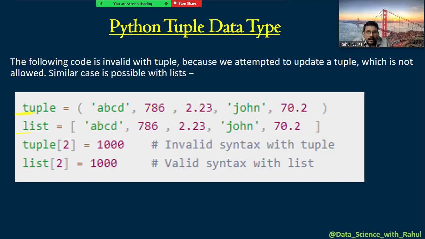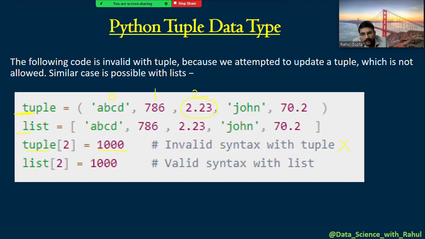Let's say I would like to change this. This is a 0, this is a 1, this is a 2 in both. I would like to change this 2.23 value to some other value. If I put a tuple, correct, and if I change the second one to 1000, I will get an invalid syntax. It is immutable. You can't change it. It's read only, na? You cannot write. You cannot edit.